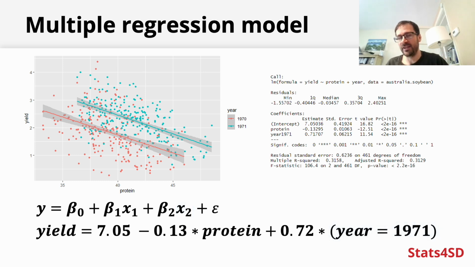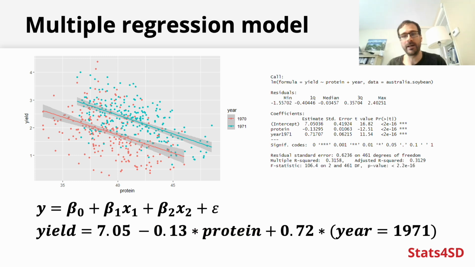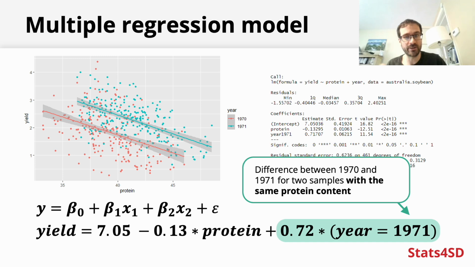When we start to have this equation which has more than one variable in it at a time, there is the additional caveat in how we interpret things, where when we're trying to assess the slope parameter here, the minus 0.13 times protein, to understand what that means, we need to say that we hold everything else in the model constant. So for a 1 unit increase in protein, we expect the yield to decrease by 0.13 units if we are considering a soybean collected in the same year. And similarly for the year component, the difference we expect is 0.72 units of yield if we are comparing two soybeans which have the same protein content.